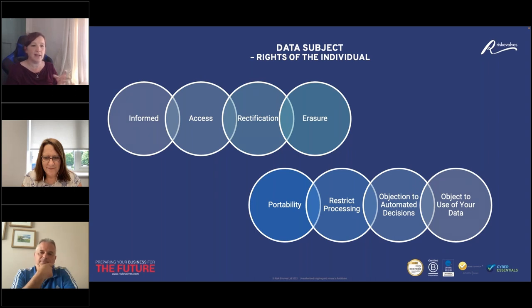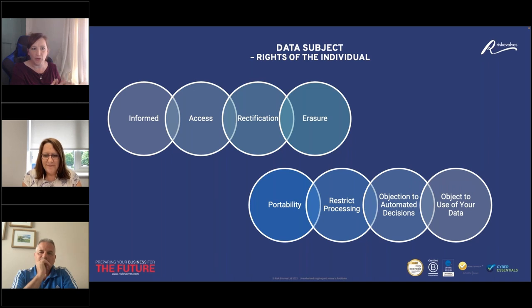So restriction is actually a very, very useful right that we all have, and one that can be used in scenarios where we feel that things are a little bit out of control and we just want a couple of things to stop and slow down. Temporarily put a stop on what you're doing with my data so I can understand it a little bit more, but it is time bound.